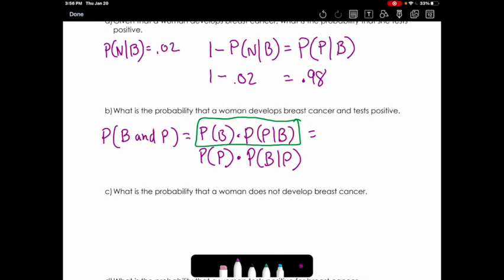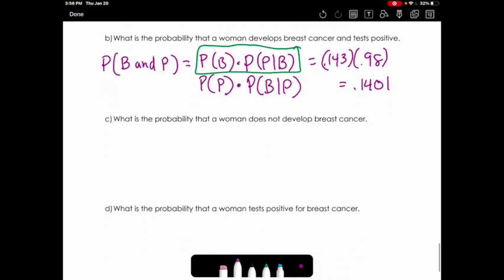I know that the probability of B is 0.143. I know the probability of P given B is 0.98. And so when I multiply those together, I'm going to get 0.1401.